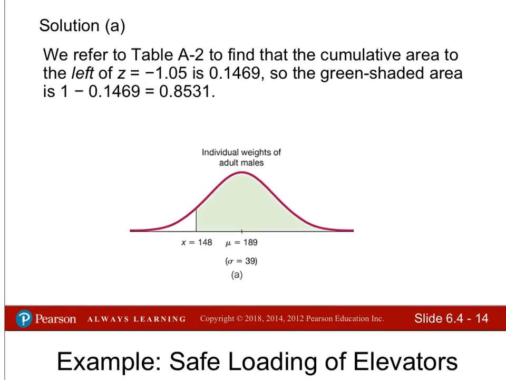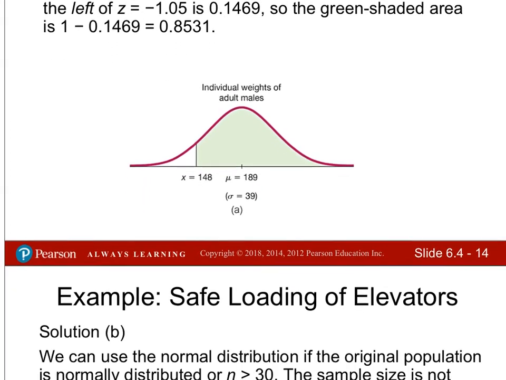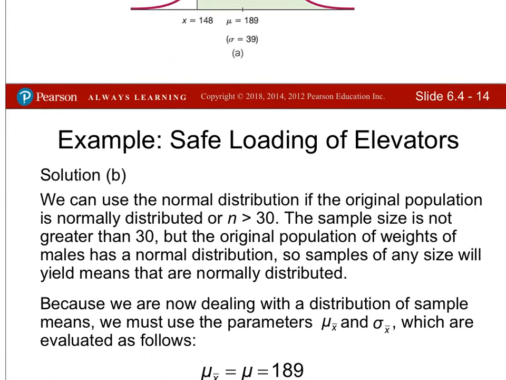I guess we did all that, right? So the green shaded area is 0.8531. Now let's do B. Okay?